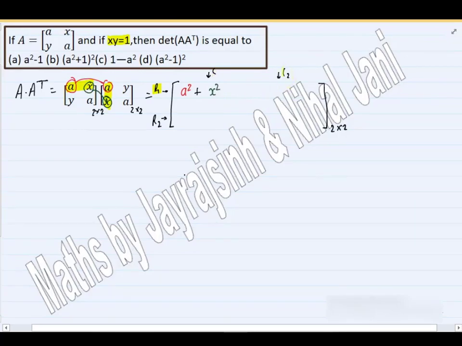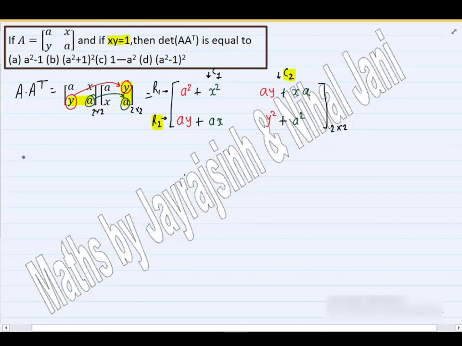Similarly, the next element which is in the first row and second column will be ay plus xa. Let's move to the next element which is in the second row first column. So we have to multiply y with a will give us ay, plus a with x which will give us ax. Similarly, the last element will be y square plus a square. So we are ready with the matrix A into A transpose.